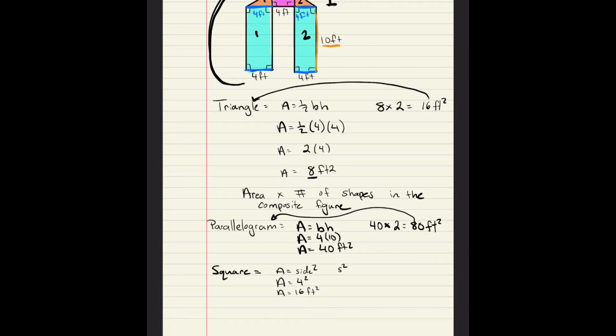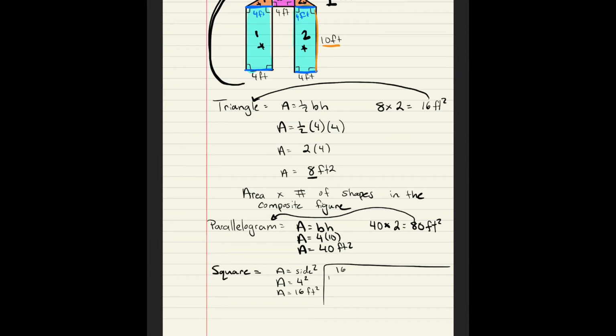But I need to look back at my composite figure here, because when I found the area for my parallelogram and triangle, remember I only found it for one of those shapes. So 40 was the shape area for just that one, and then 80 was the shape area for the 1 and 2, and then 16 was the area for the triangles. There's no other square in this, so I don't need to multiply anything. So I can go straight to combining my areas.